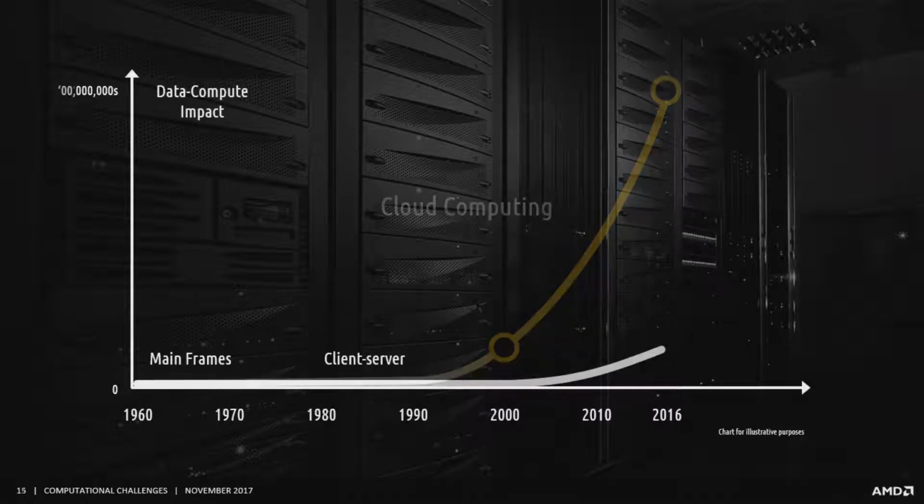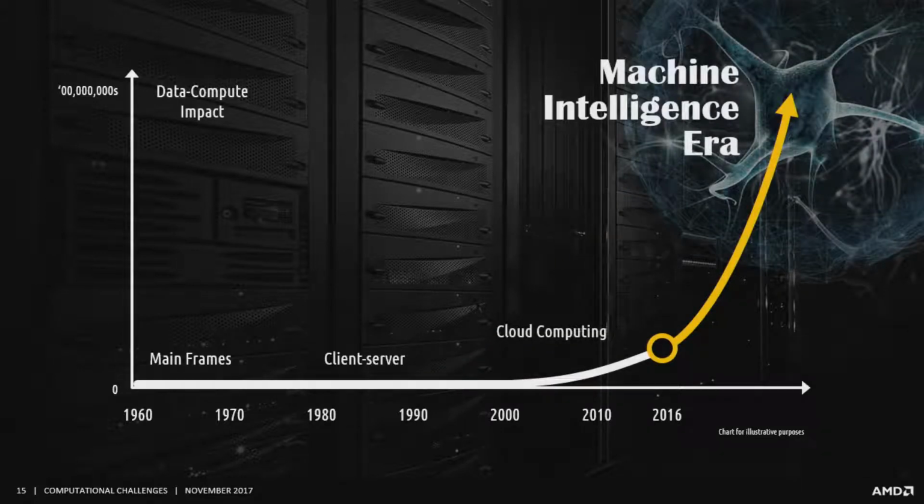And then finally, we're at the point now where we call it the machine intelligence era, where the data compute impact is measured in the billions and trillions. This is just to give you a sense of how much the amount of information that we have to manage over time, particularly as we enter into the machine intelligence era, is just overwhelming when you think about what happens in the data center.